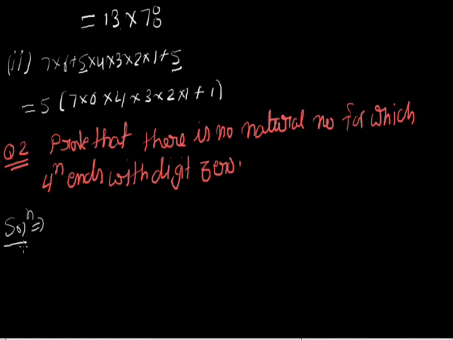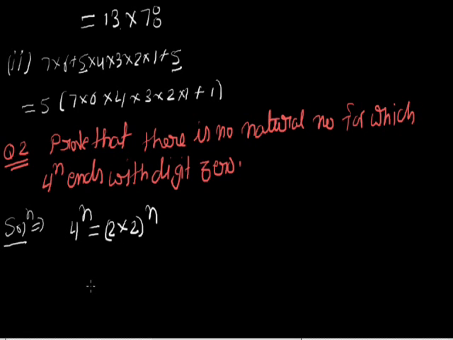Any positive integer ending with the digit 0 is divisible by 5, and its prime factors must contain the pair 2 into 5 for the unit digit to be 0. If we write down the prime factorization of this number, 4 to the power n can be written as (2 into 2) whole to the power n. Now, since this number contains only 2s but there is no 5, we cannot form a digit 0. That's why no such natural number is possible for which this number ends with the digit 0.